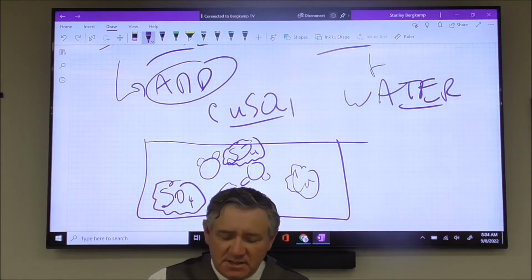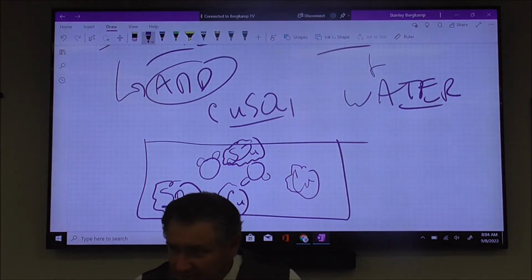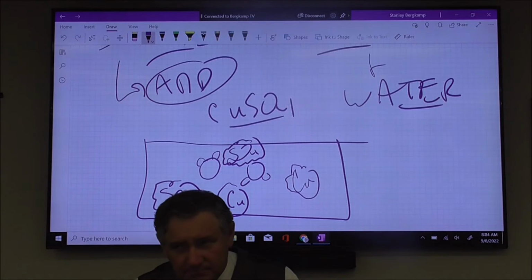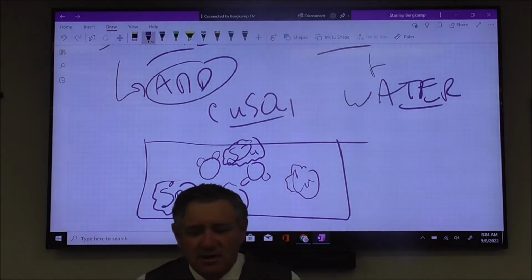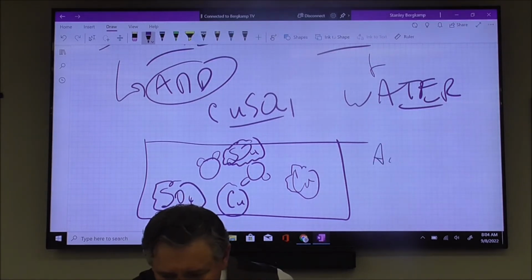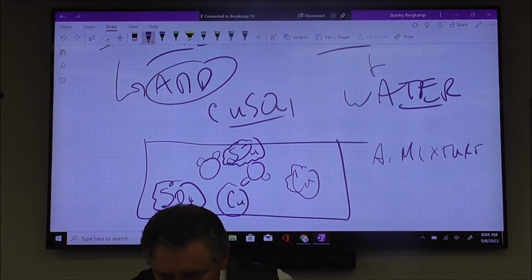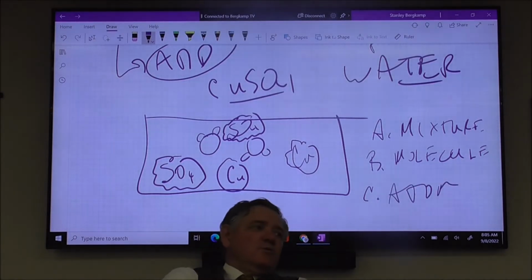Now, is this a mixture or an element? Once you add the copper sulfate, is it a mixture, an element, or a molecule? Multiple choice question. I've dumped the copper sulfate into the water. So is it A, a mixture, B, a molecule, or C, an atom? What's your choice? Alec?